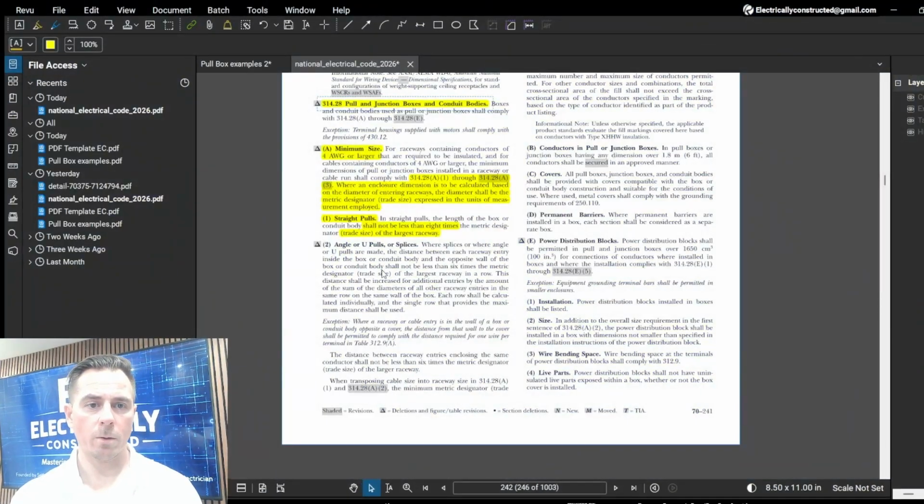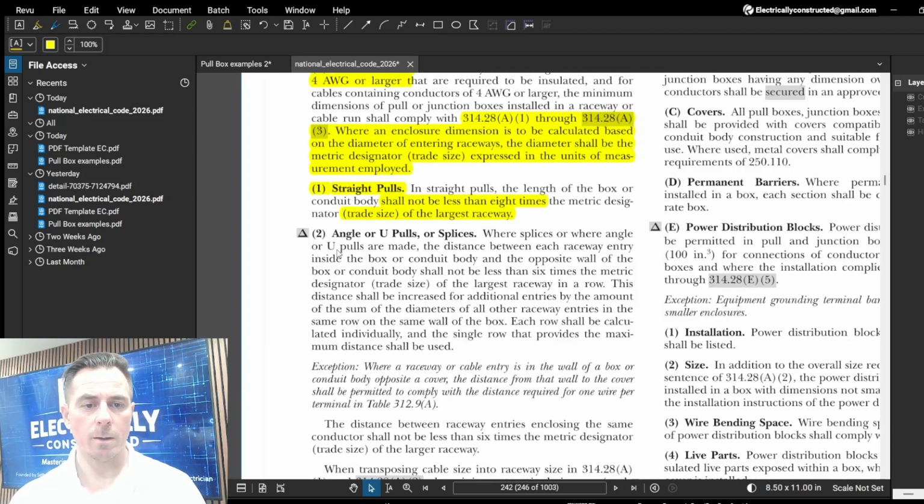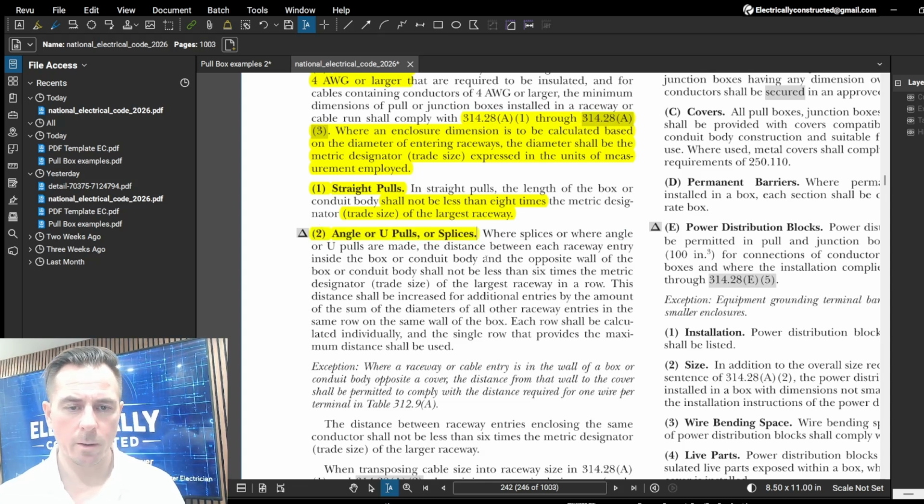All right, let's open our code books to 314.28(A)(2). That's going to be angle or U poles or splices. Let's grab our highlighter and highlight that right away. We are focused on angle poles for this video. I will go over splices a little bit, but U poles are going to be in the next video.